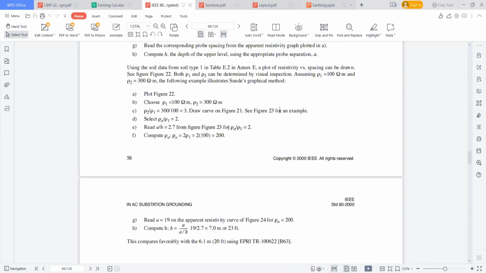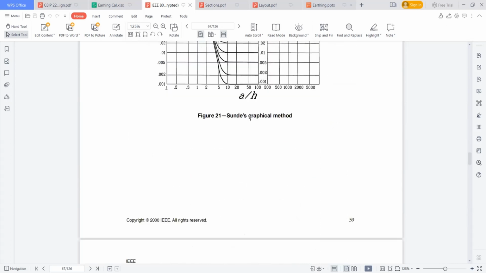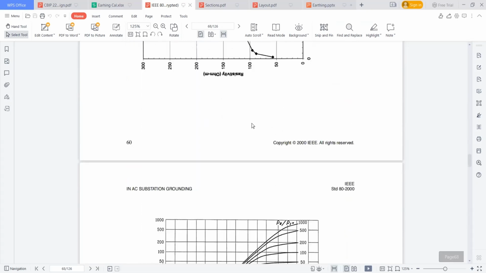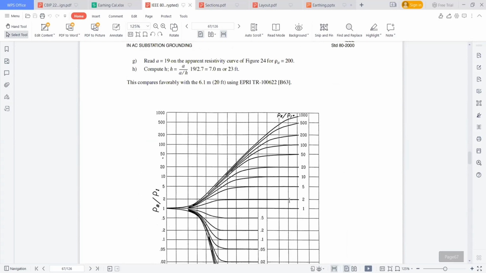And from figure 23, for PA by P1 is 2. Compute this. And by analyzing this, by doing this again, I found the apparent resistivity of soil is 200 ohm-meters. So this totally depends upon this graph, the graphical method. Okay. And I found that apparent resistivity is 200.